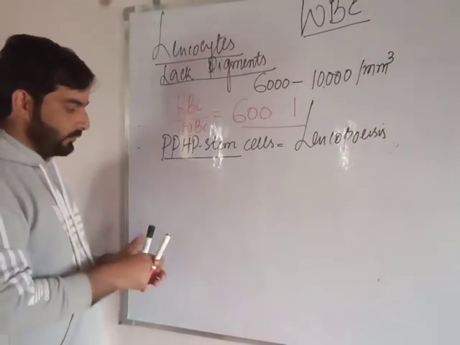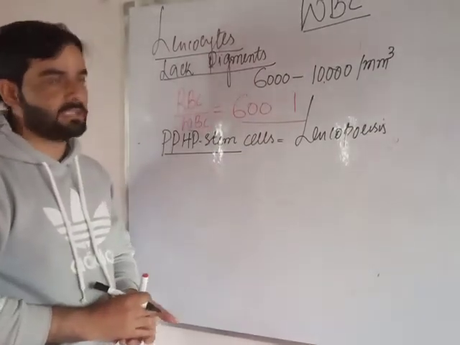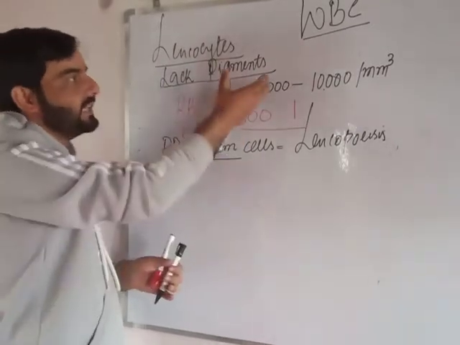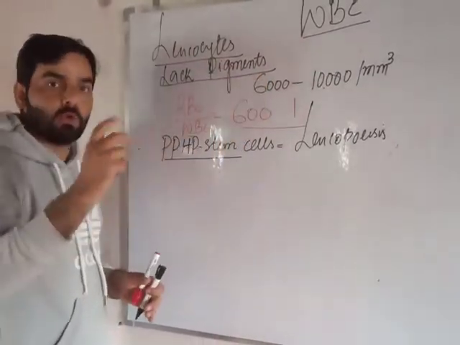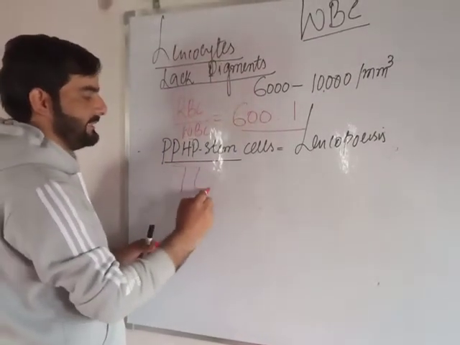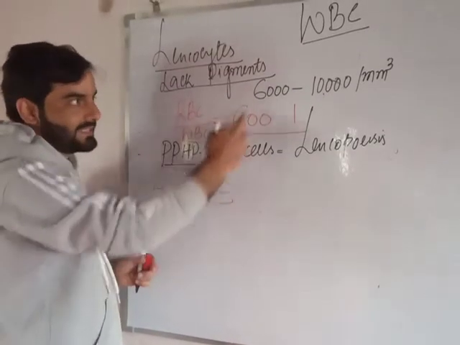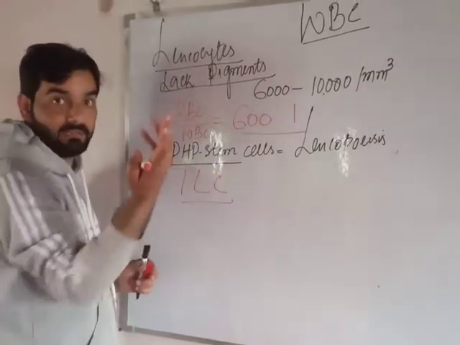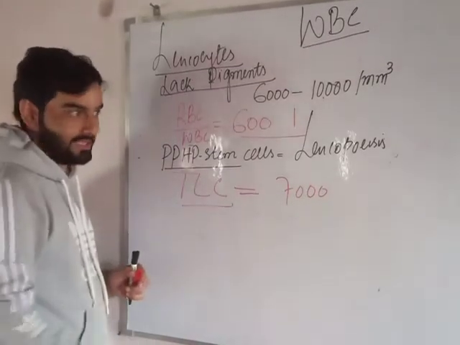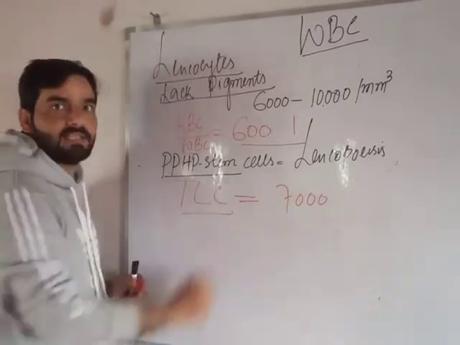The number varies between 6,000 to 10,000 per mm cube. We call this the total leukocyte count, simply TLC. So what is TLC? TLC is total leukocyte count. It can vary in different reports, and as an average we take it as 7,000. The TLC in human beings is 7,000, which is what we also see in reports.